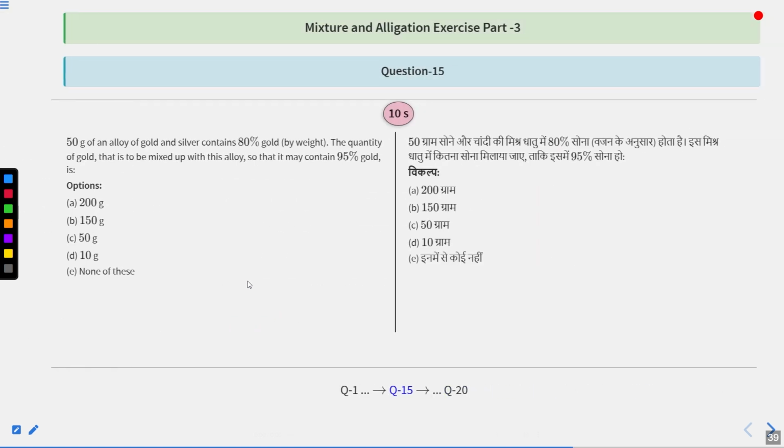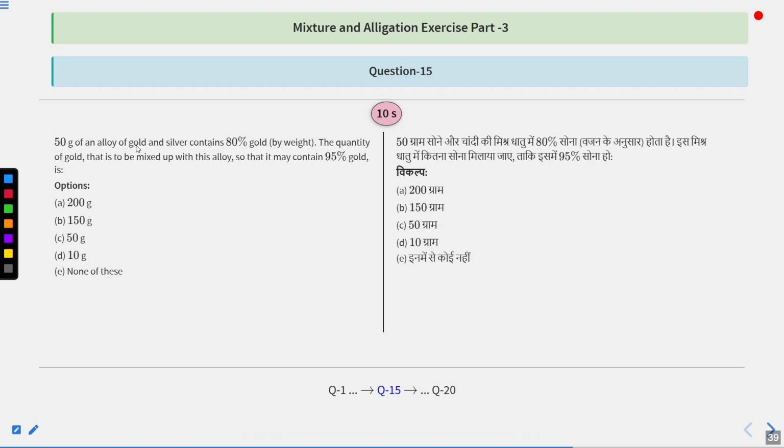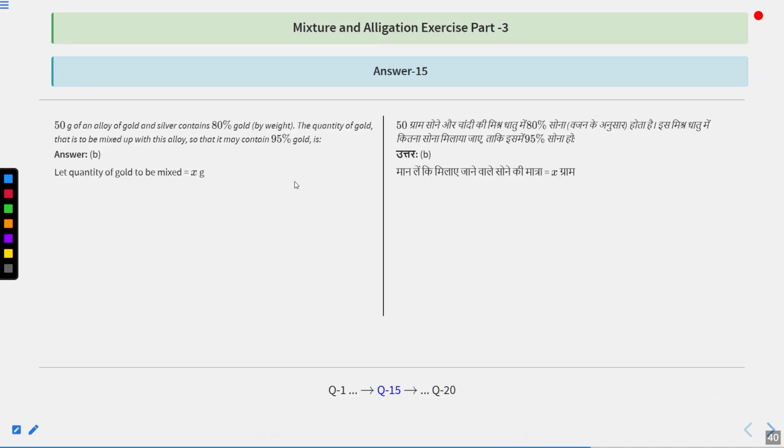Next one. 50 gram of an alloy of gold and silver contains 80% gold by weight. What quantity of gold is to be mixed with this alloy so that it may contain 95% gold? You have 5 options and 10 seconds to analyze the question. Your time starts now. Now time's up. Let's see the solution. Let the quantity of gold to be mixed be x gram.